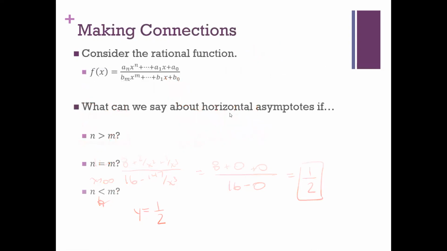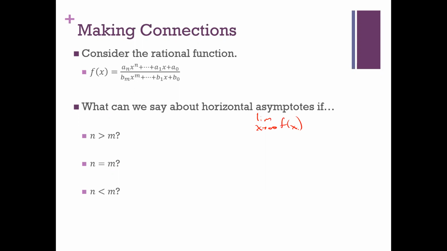All right, so let's generalize this. Rational functions are just a polynomial divided by some other polynomial. So let's think about this. I want to say something in general about the horizontal asymptotes, or in other words, the limit as x approaches infinity of f of x. First of all, which one of these 3 things did we just look at? Yeah, so we just looked at n equals m, right?